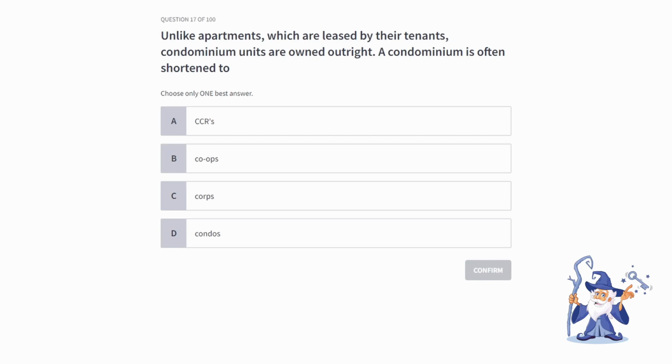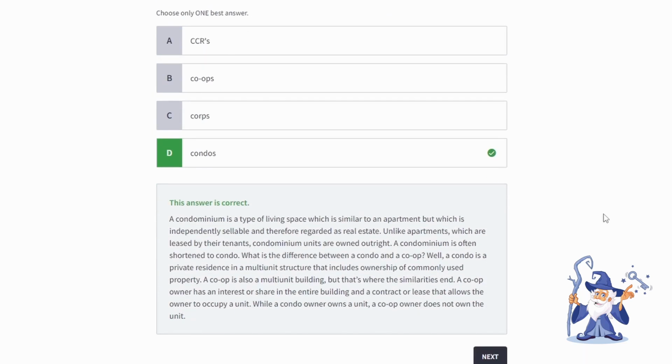Okay, this one's a pretty easy one. So obviously, condominium units are often shortened to condos. Now, a condominium is a type of living space which is similar to an apartment, but is independently sellable and therefore regarded as real estate. Unlike apartments, which are leased by tenants, condominium units are owned outright. A condominium is often shortened to condo.